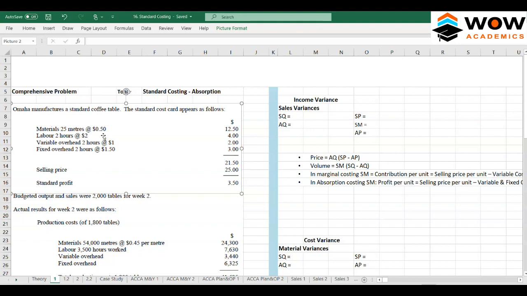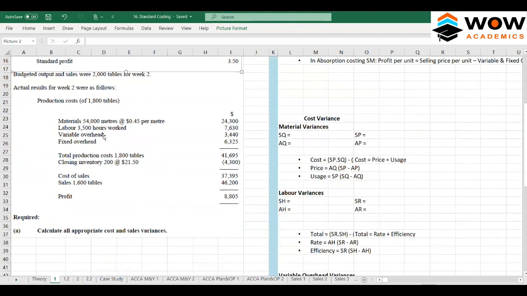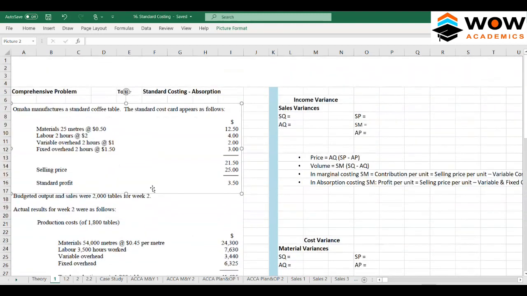So first we'll move on to the question. He says calculate all appropriate cost and sales variance. So you have to work out all the variances. The marks are not given, so we'll assume that we have to work out almost all the ratios which are possible to do. Okay, so we'll start. The question in standard costing will always give you two sets of data. One is standard data and the other one is actual data.